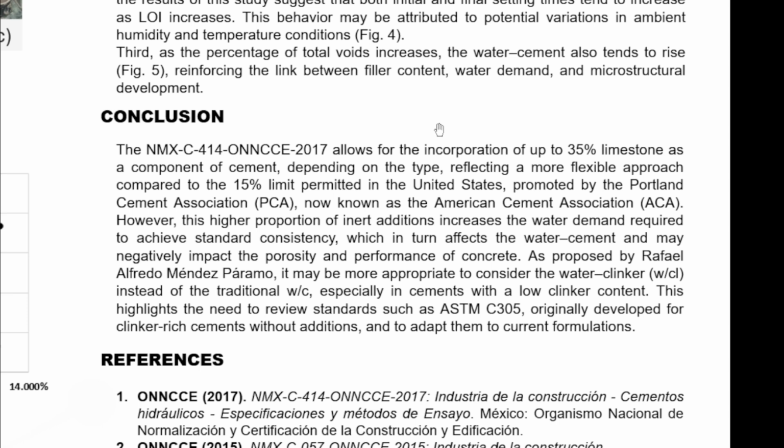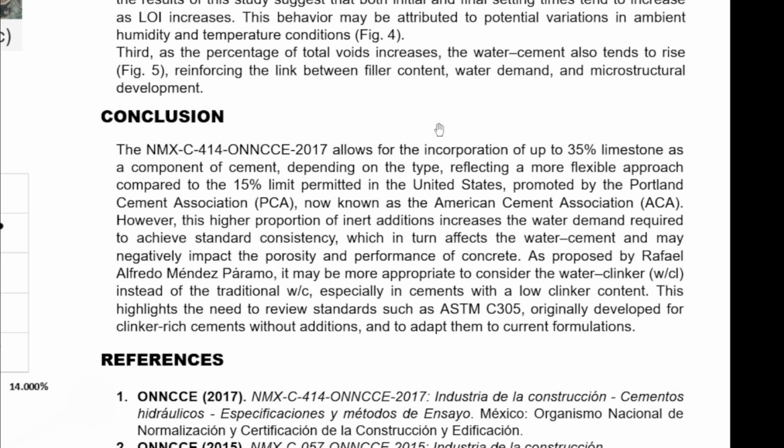However, this higher proportion of inert additions increases the water demand required to achieve standard consistency, which in turn affects the water cement ratio and may negatively impact the porosity and performance of concrete. As proposed by Rafael Alfredo Méndez Páramo, it may be more appropriate to consider the water clinker ratio instead of the traditional water cement ratio, especially in cements with a low clinker content.